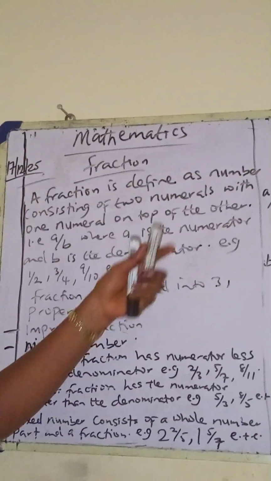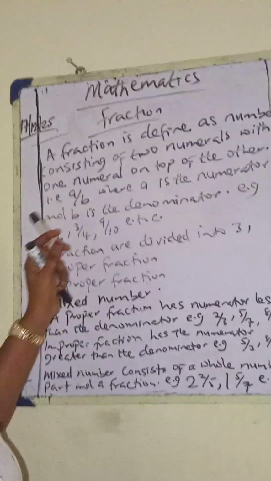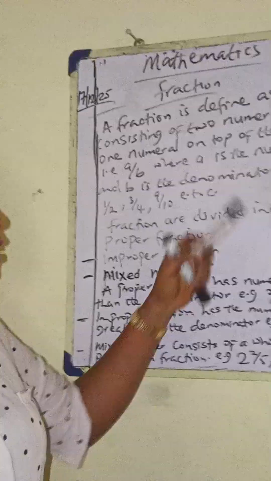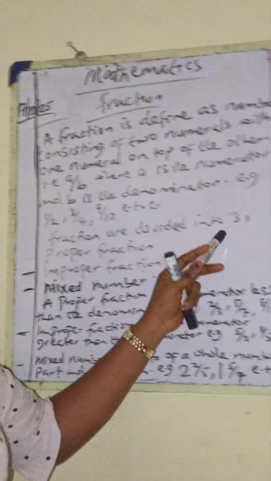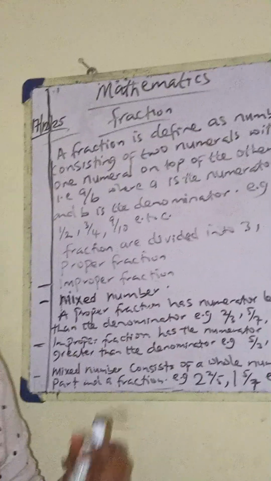What is a fraction? A fraction can be defined as a number consisting of two numerals with one numeral on top of the other, i.e. A all over B, where A is the numerator and B is the denominator, e.g. 1 over 2, 3 over 4, 9 over 10, etc. Fractions are divided into three: the proper fraction, the improper fraction, and the mixed number.